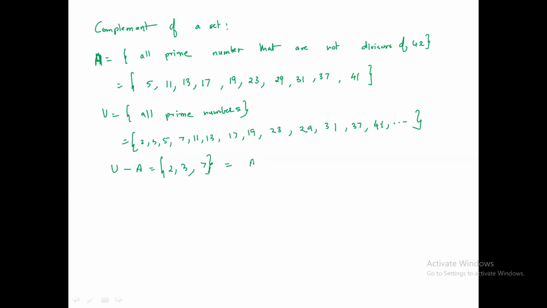This is the complement of A, the complement of set A. So if someone asks you to define the complement of set A, it is U minus A. Or you can say all the numbers x such that x belongs to U, but does not belong to A. x belongs to U only. It doesn't belong to A. That is the definition of the complement of a set.